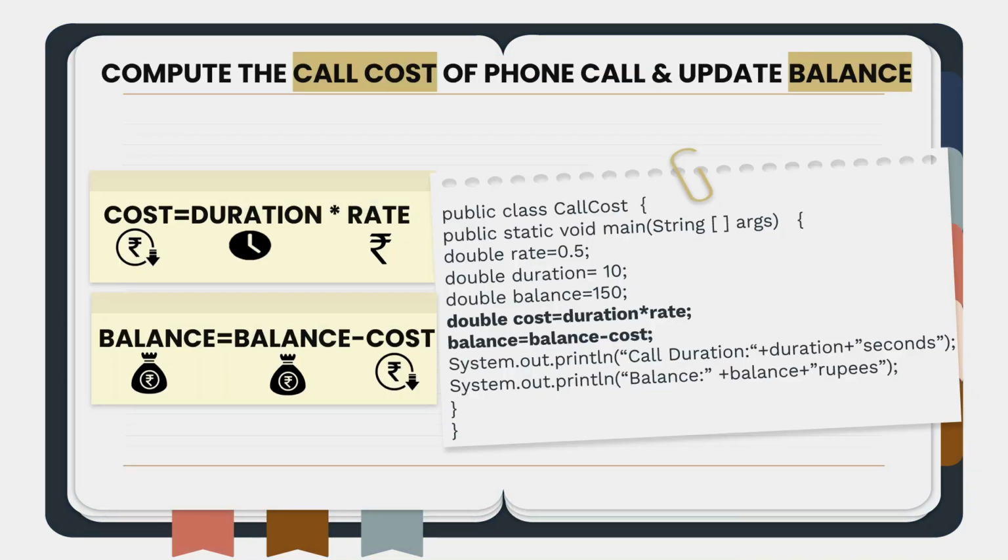Here we will compute the cost of a phone call and thereby update the balance. Three things you need to know for this program. First is the rate per minute for the call, then the duration of the call, and then your current balance. So to calculate cost, you can see the formula. Cost is computed directly as the product of duration and rate. In this program, we are assuming rate as 0.5 and duration as 10. You can modify these values according to your requirement. Let's start coding in Notepad.